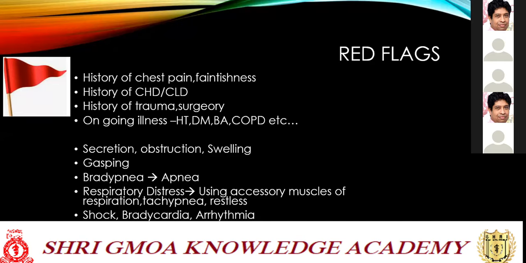Respiratory distress, what are the features of respiratory distress? Using accessory muscles of respiration, tachypnea, restlessness, sweating, things like that. So shock, bradycardia, arrhythmias, again, pre-terminal. You have to treat then and there. Fever suggestive of sepsis, cyanosis suggestive of hypoxia.